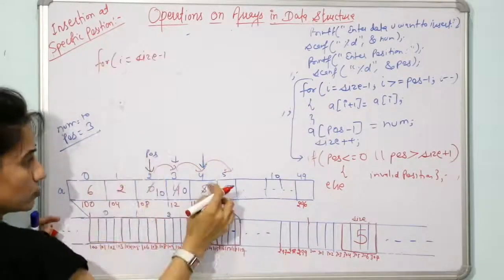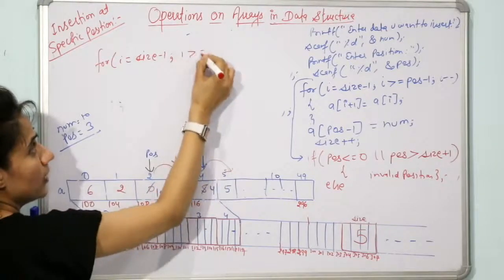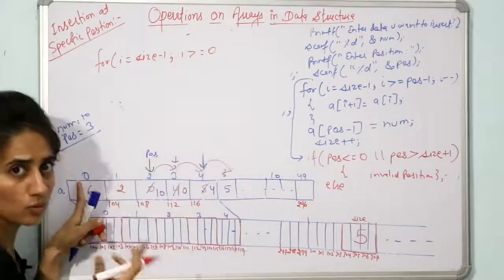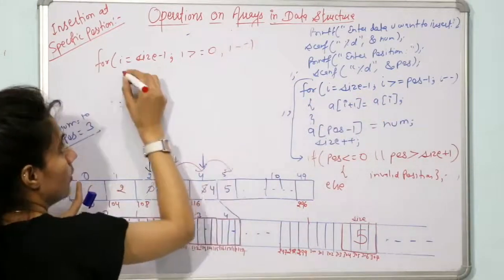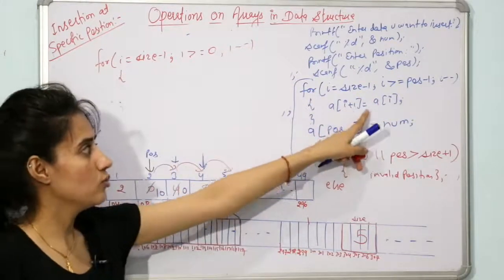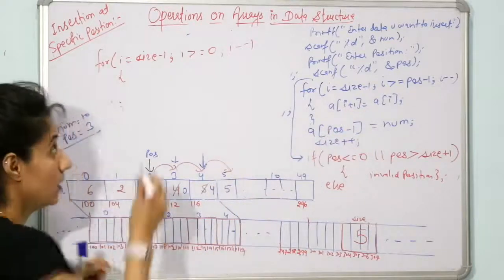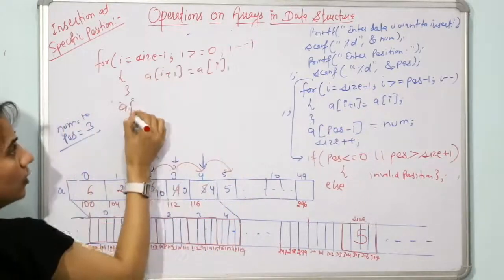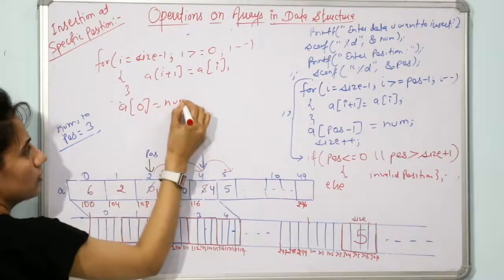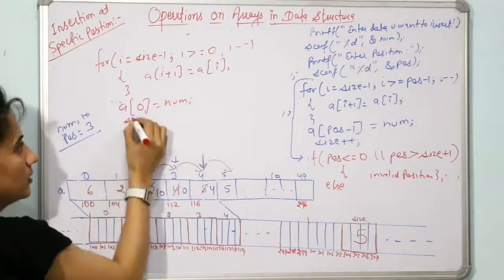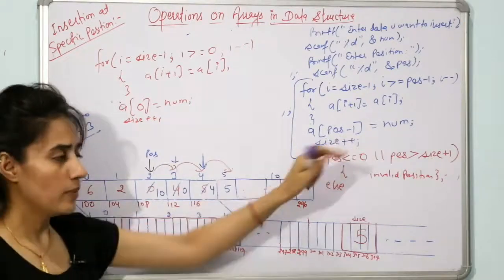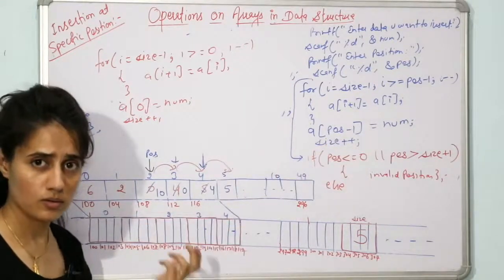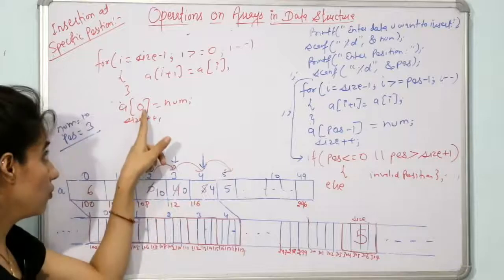i is equal to size minus 1, same, and i should be greater than or equal to 0 now. You know the position, so no need to do position minus 1, and i minus minus. Same, you will write a of i plus 1 is equal to a of i, fine. And here you will write what? At a of 0 you want to insert the number, and simply size plus plus. No need to write position minus 1 because you know where you want to insert, at a of 0th location, fine.